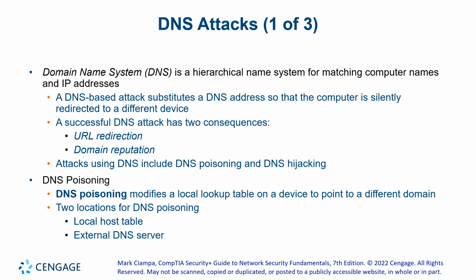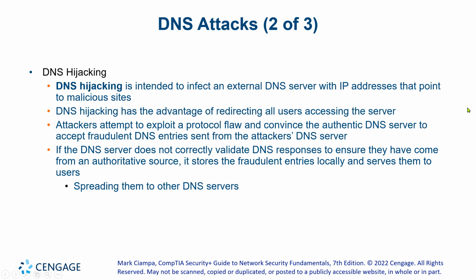DNS poisoning modifies a local lookup table on a device to point to a different domain. Two locations for DNS poisoning are the local host table and your external DNS server. DNS hijacking is intended to infect an external DNS server with IP addresses that point to malicious sites. DNS hijacking has the advantage of redirecting all users accessing the server.